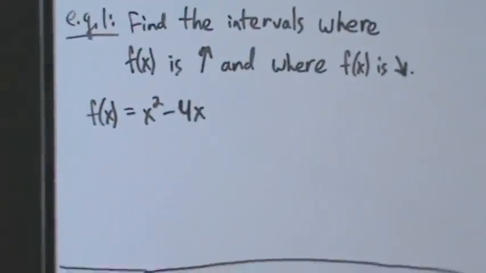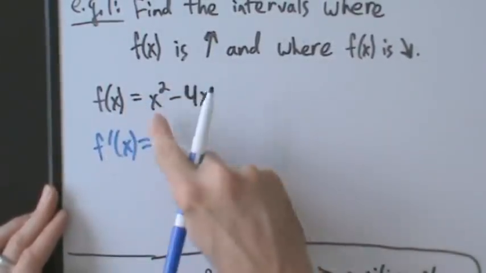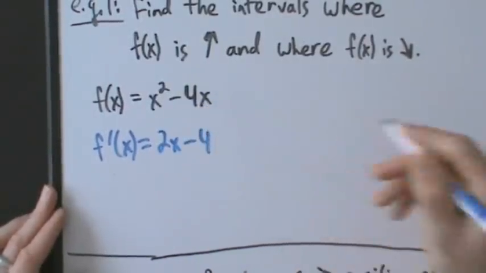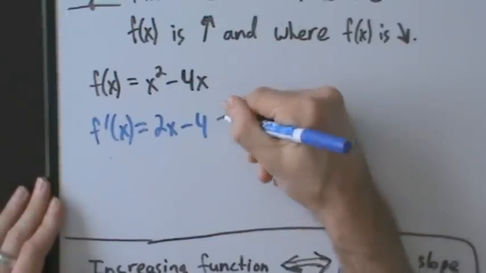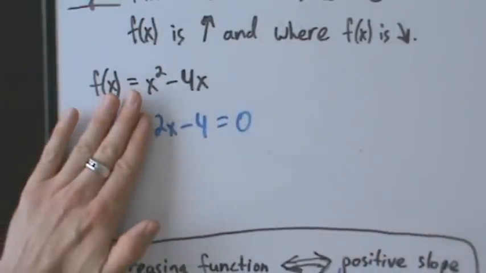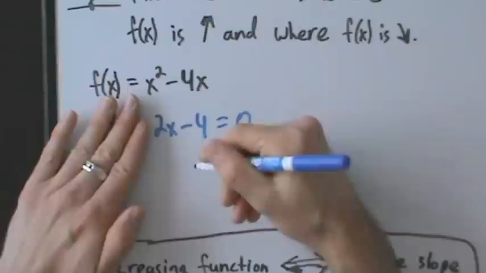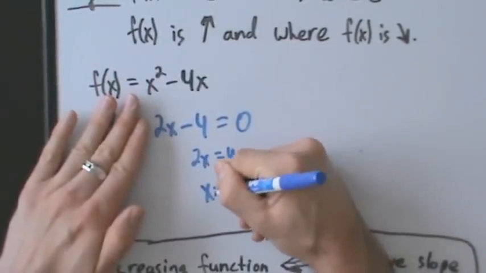So here, if this is f of x, then f prime of x is just going to be 2x minus 4, right? All right. Now what we do is we set this equal to 0. So 2x minus 4 equals 0. We want to solve that for x. So basically just add 4 to both sides. 2x equals 4. Divide both sides by 2. We get x equals 2.